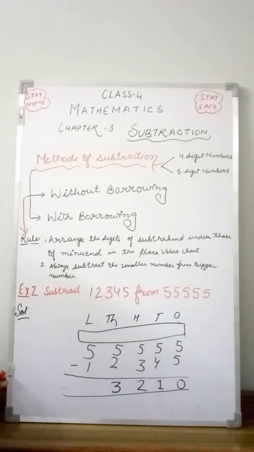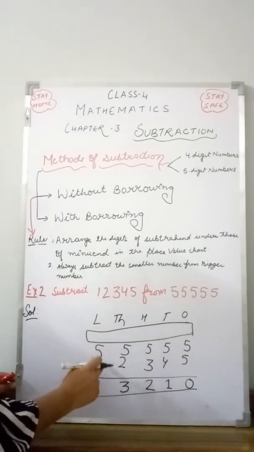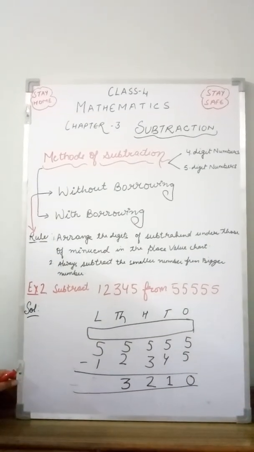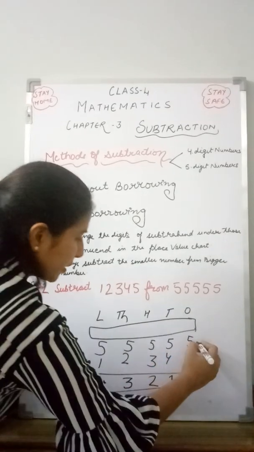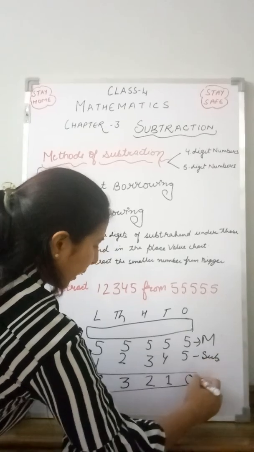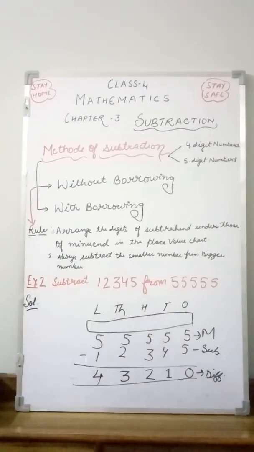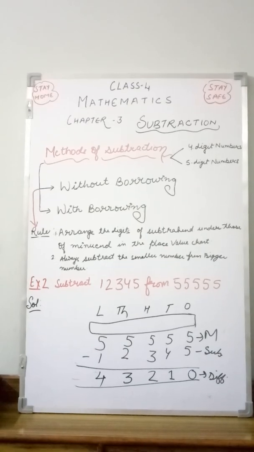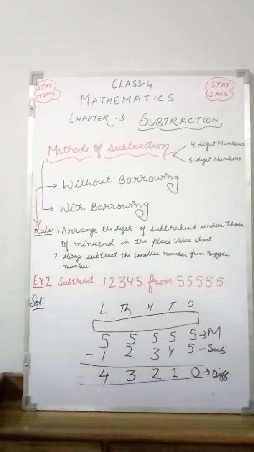Now finally let's come to the lakh place. Now we have to subtract the lakh place digits, that are 5 and 1. After subtracting 1 from 5 we got 4 here. So student, I think this is clear. This is the minuend, this is the subtrahend and this is called the difference. I hope you understand all these subtractions. This is the without borrowing method.